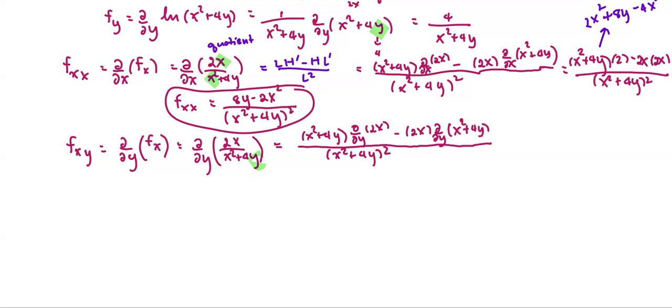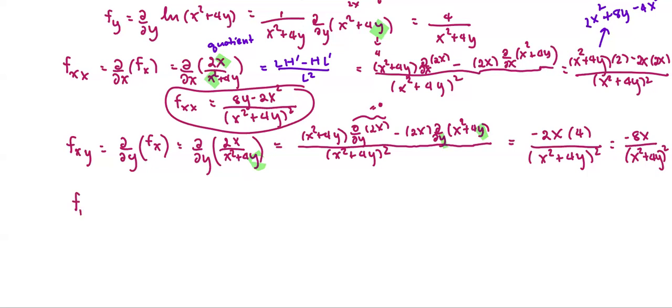With respect to y, we're going to treat y as the variable. For the first part here, we do not see y in there, so that means it's going to be 0. So the first term is gone. That will give us negative 2x times 4 divided by the quantity x squared plus 4y to the power 2, or negative 8x divided by the quantity x squared plus 4y all to the second power, as the second order partial derivative with respect to x and with respect to y.